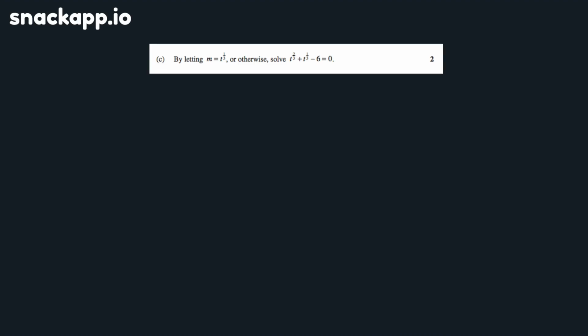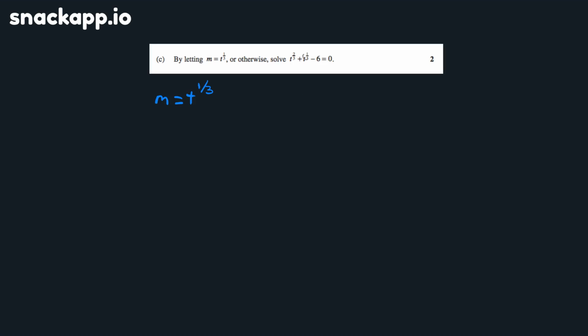In this question, we've got an equation that we need to solve. So we've got t to the power of 2/3 plus t to the power of 1/3 minus 6 equals 0. They've given us a little trick that's going to really help us out. They've said let m equal t to the power of 1/3. So why don't we just substitute that into the equation and see what happens.